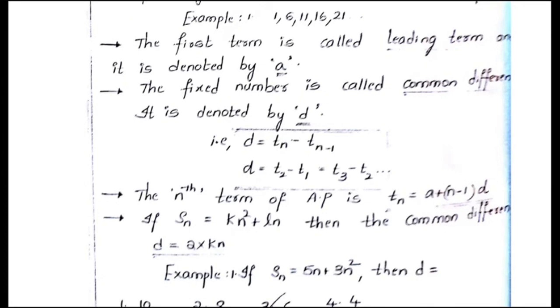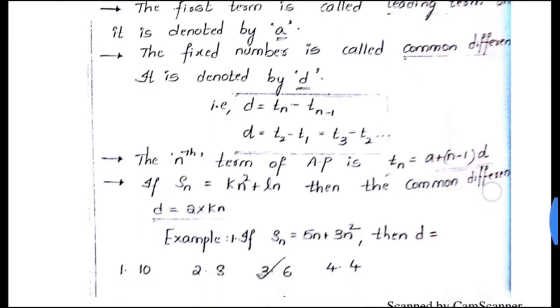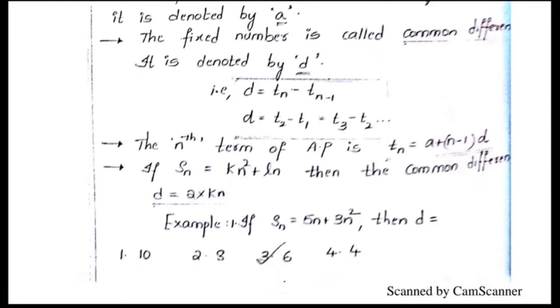Now the nth term of an AP. In this arithmetic progression, what is the nth term? Tn is equal to a plus n minus 1 into d. Tn is equal to a plus n minus 1 into d. Now I will tell you one shortcut. Please remember this shortcut. Definitely you will get 1 mark.